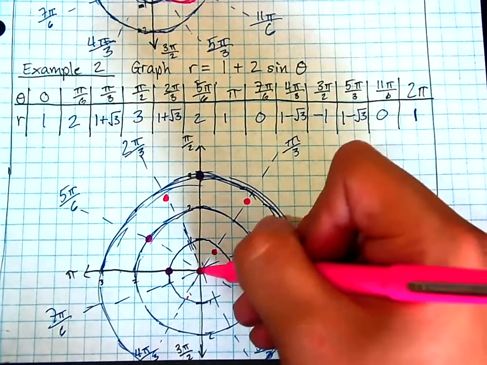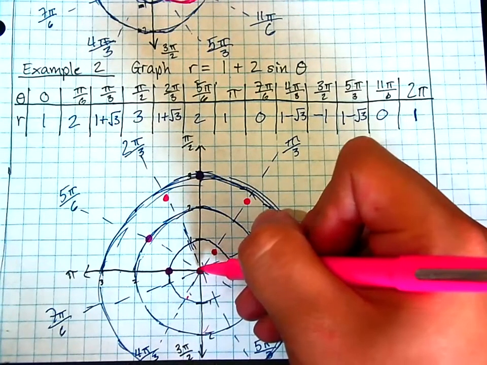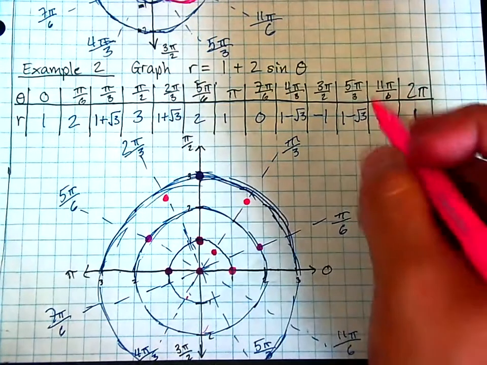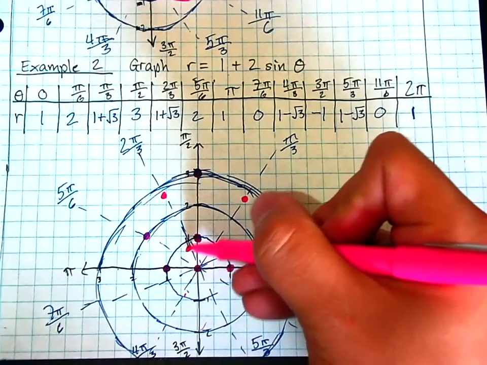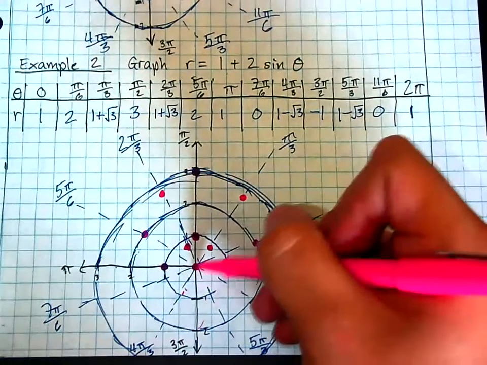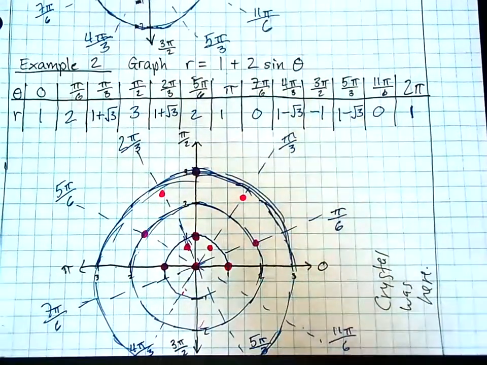Okay. At 3 pi over 2, in other words, this direction, I'm going negative 1, so backwards 1 right there. Then over here, at 5 pi over 3, I'm going to go that same amount as I did before. 11 pi over 6, I'm going to be back at 0. And at 2 pi, I will be back at 1.